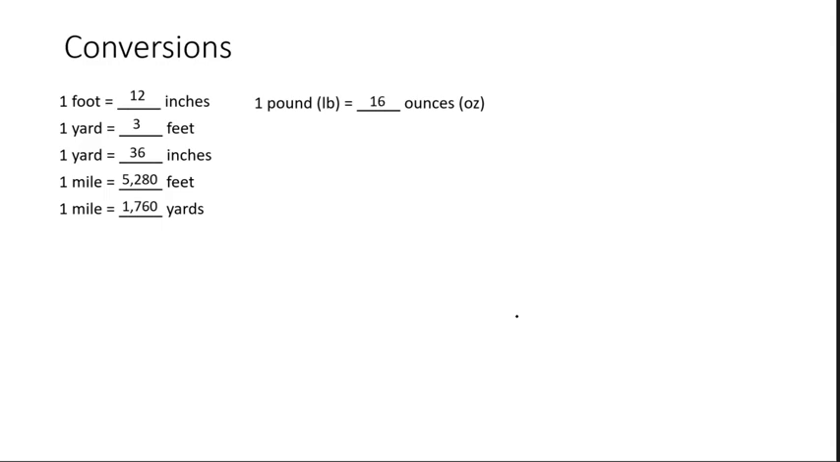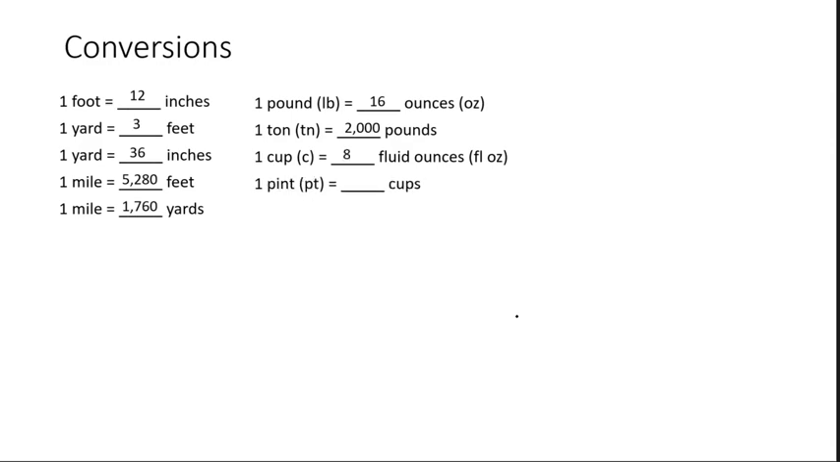And then over here we have 1 pound equals how many ounces? And the answer is 16. 1 ton equals how many pounds? This would be 2,000 pounds. 1 cup would be how many fluid ounces? That would be 8 fluid ounces for 1 cup. And then 1 pint is how many cups? Well, that's going to be 2 cups. There are 2 cups in 1 pint.